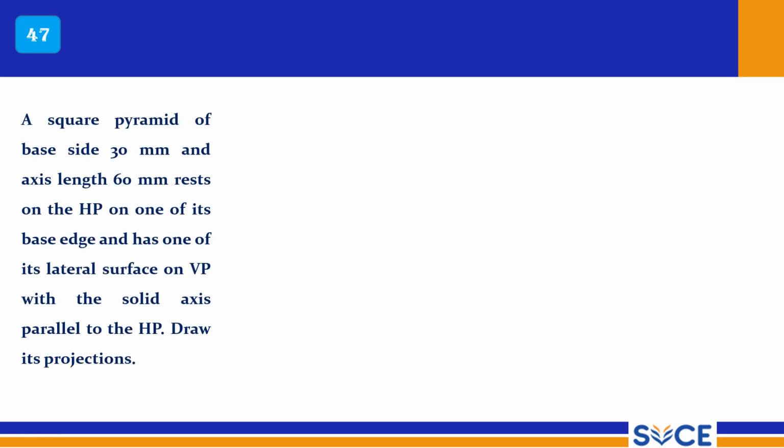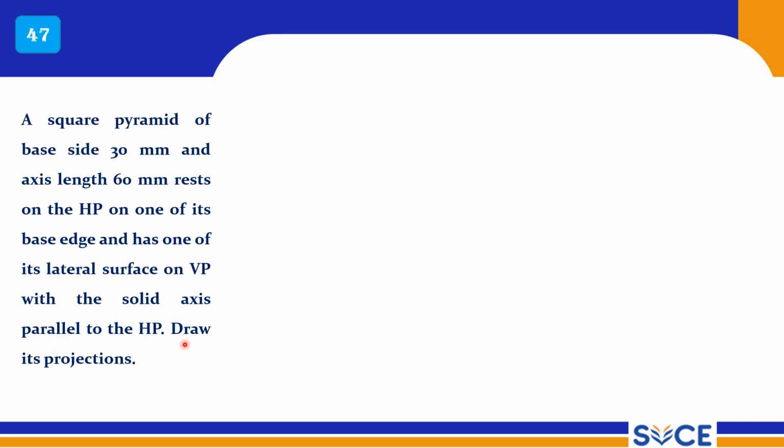So next problem, a square pyramid of base 30 mm and axis length 60 mm rests on the HP on one of its base edges and has one of its lateral surfaces on VP. So the lateral surface is on VP, so it is actually attached to VP. You have to draw the final top view, the tilted top view, on the XY reference line when the solid axis is parallel to HP. Draw its projections.